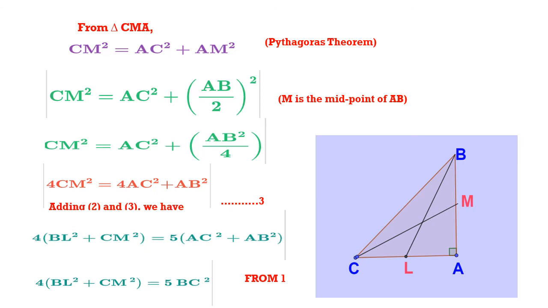Now we are going to add equations 2 and 3. This is the third equation. So what will we get? Here it is 4CM squared, previously it was 4BL squared, so you add it on the left side. You get 4BL squared plus 4CM squared, and taking 4 common, you get 4 times the bracket BL squared plus CM squared. Similarly, over there it was 1AC squared, and here there are 4AC squared, so in total you get 5AC squared.